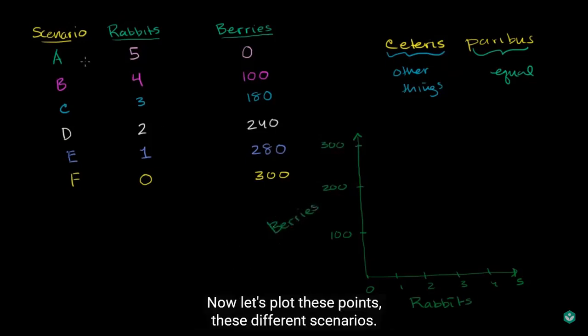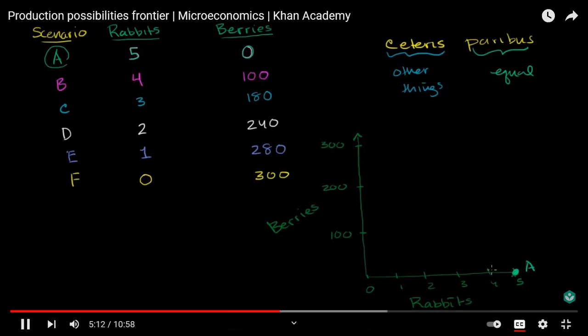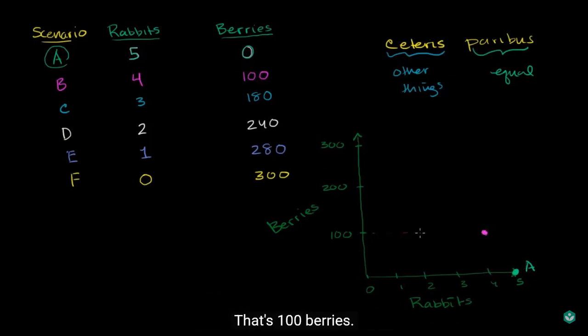And so this is my berries axis. Now let's plot these points, these different scenarios. So first we have scenario A. Scenario A, maybe I should have done all of these colors in that scenario A color. Scenario A, 5 rabbits, 0 berries. We are right over there. That is scenario A. Scenario B, 4 rabbits, 100 berries. That's right over there. That's 100 berries. So that is scenario B.